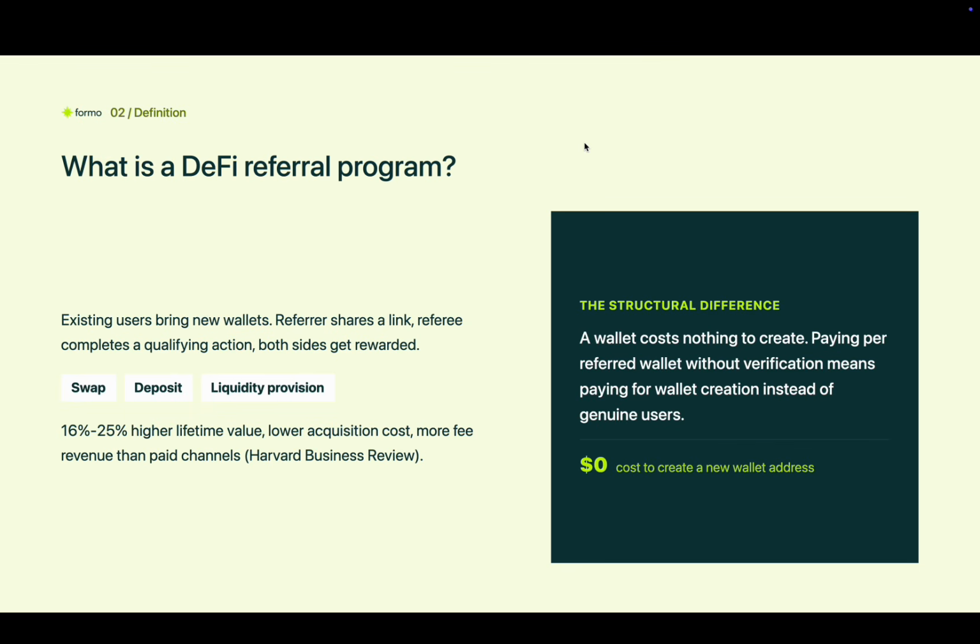The important difference from traditional referral programs is wallet-based identity. Creating a wallet is free and takes very little time. That means a referral program that rewards wallet creation without additional verification can easily become a wallet farming program. The qualifying action therefore needs to represent genuine product engagement beyond a simple wallet connect.